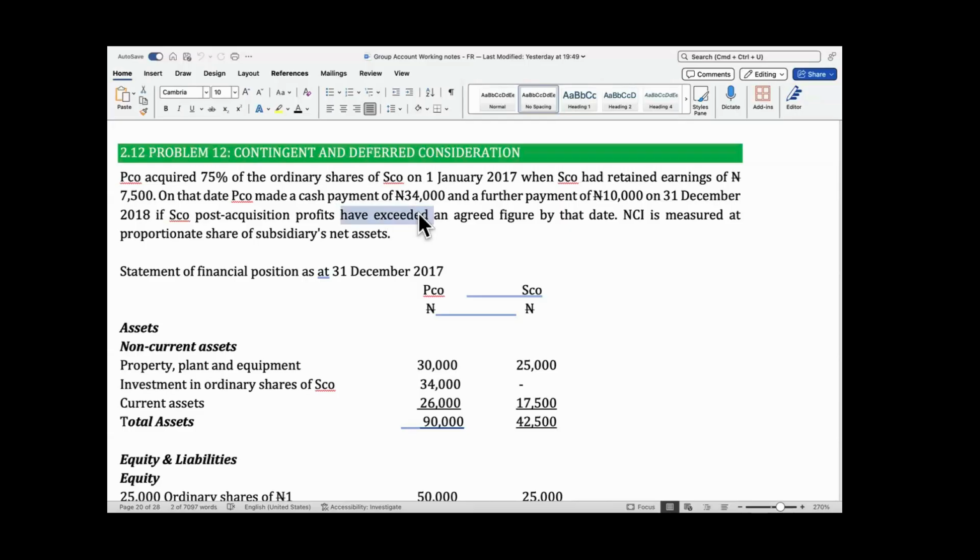As soon as he exceeds it, then you need to provide for it, right? So this is a contingent consideration, and according to IAS 37 it's a contingent liability. Now, how do we treat contingent liability? If you remember, under IAS 37, I told you that contingent liabilities are not recognized in the books. What we do is disclose them. We only disclose them in the books, according to IAS 37.